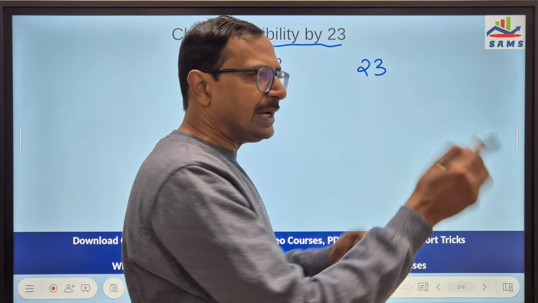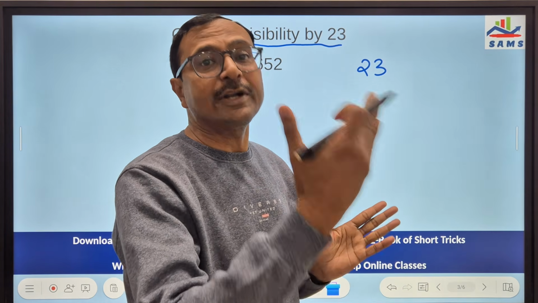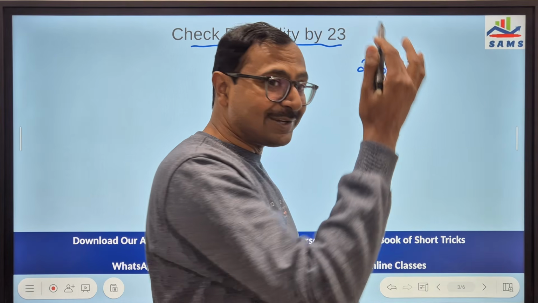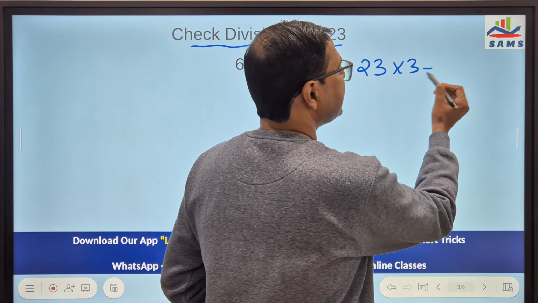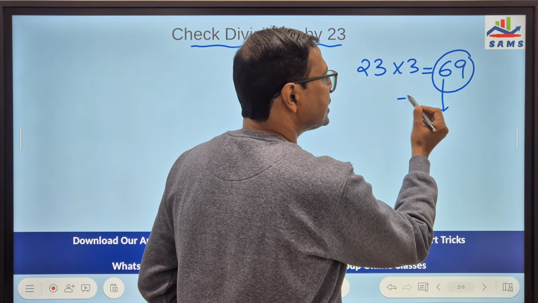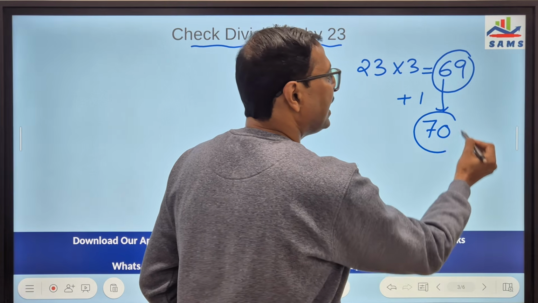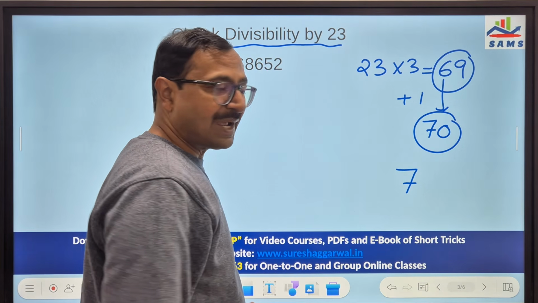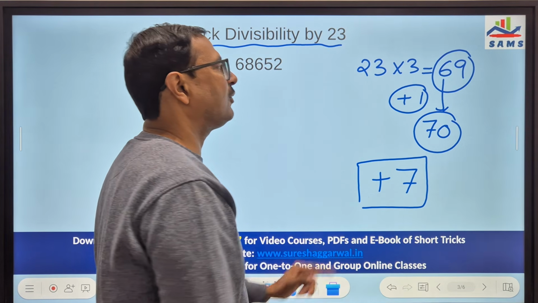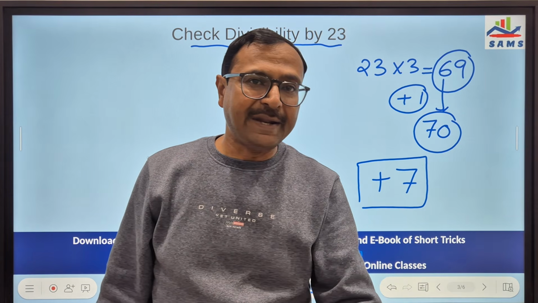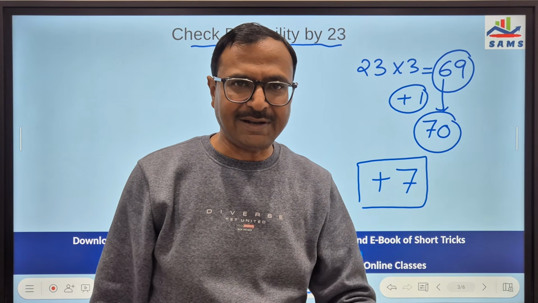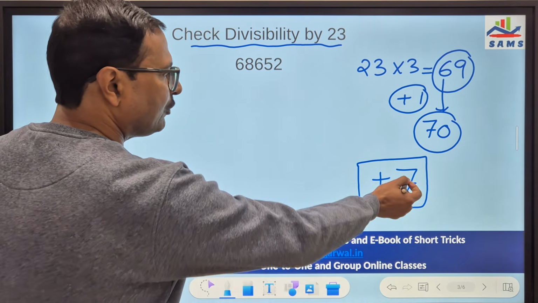Now 23 1 times is 23, ends in 3. 23 2 times is 46, ends in 6. 23 3 times, I don't have to go beyond 3, see. 23 3 times is 69 and that ends in 9. So when I add 1 to 69, I get 70. 70 means 7 tens. And what did I do? I added 1. So plus 7. Now this is the oscillator for 23, and you can actually do that mentally, right? 23 3 times is 69, so it makes 70, so plus 7, that is the oscillator.